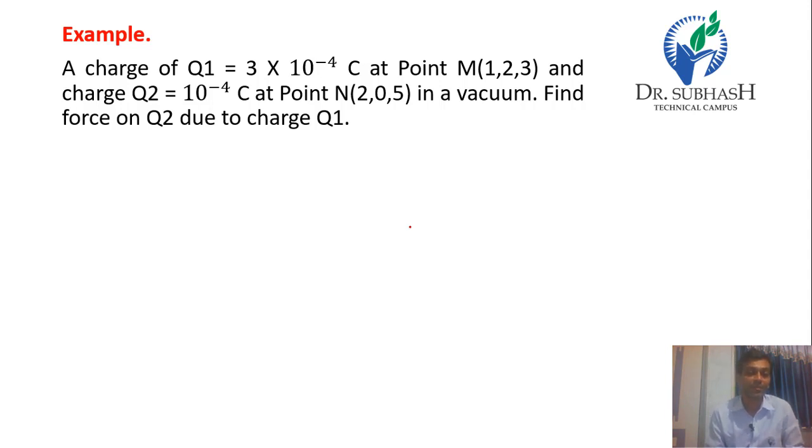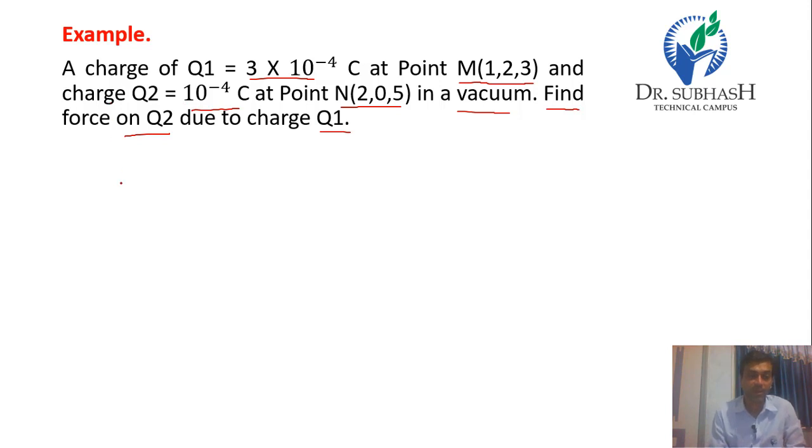Here in the example we are given the charge Q1 as 3 cross 10 raised to minus 4 Coulomb, located at point M (1, 2, 3), and the other charge Q2, which is 10 raised to minus 4 Coulomb, located at point N (2, 0, 5). Both charges are in a vacuum and we require to find the force on Q2 due to Q1.